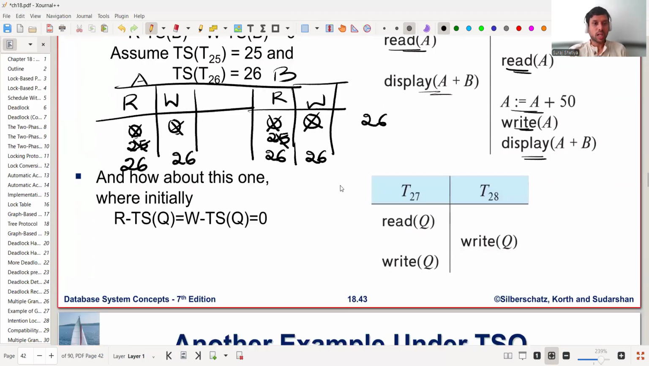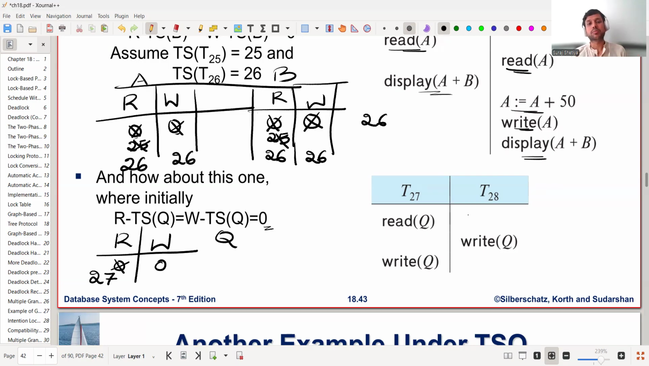How about this schedule? Let's try to look at this queue again. There's just one element here, which is the queue that is needed. So this time I'll only have one table here, and this stands for the two data elements. Initially, I'm storing zeros in here. Now T27 is trying to read. What is the check we will do? Because it's a read, we'll only check the write timestamp. Is 27 greater than or equal to 0? Yes, so we are fine. We'll update this as 27.